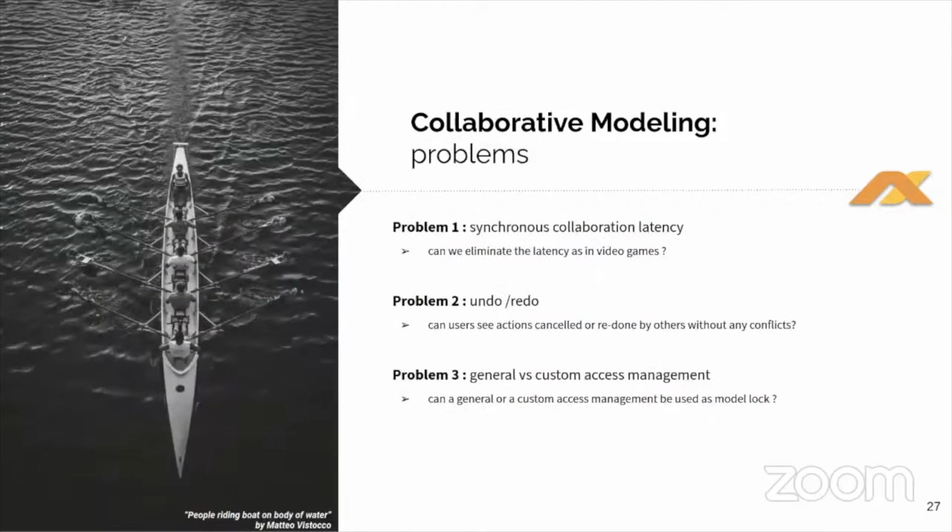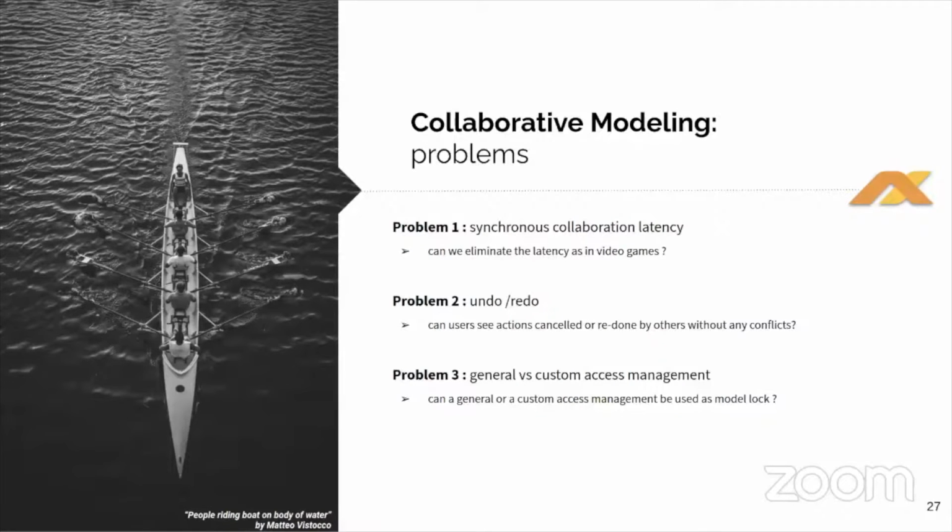We face different problems concerning collaborative modeling. The first one was about synchronous collaboration latency. More precisely, the question was, can we eliminate the latency as in video games? For instance, using rollback mechanisms. The second problem was about undo and redo actions. Can users see actions canceled or redone by others without any conflicts?